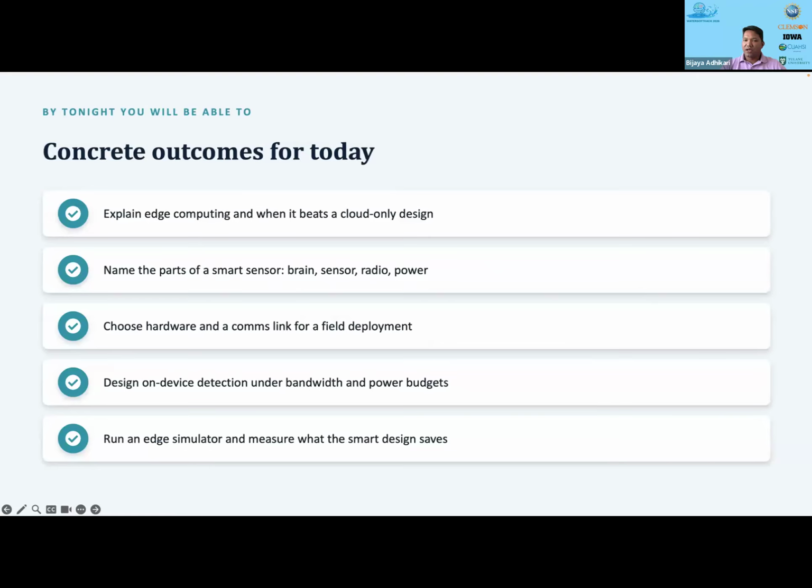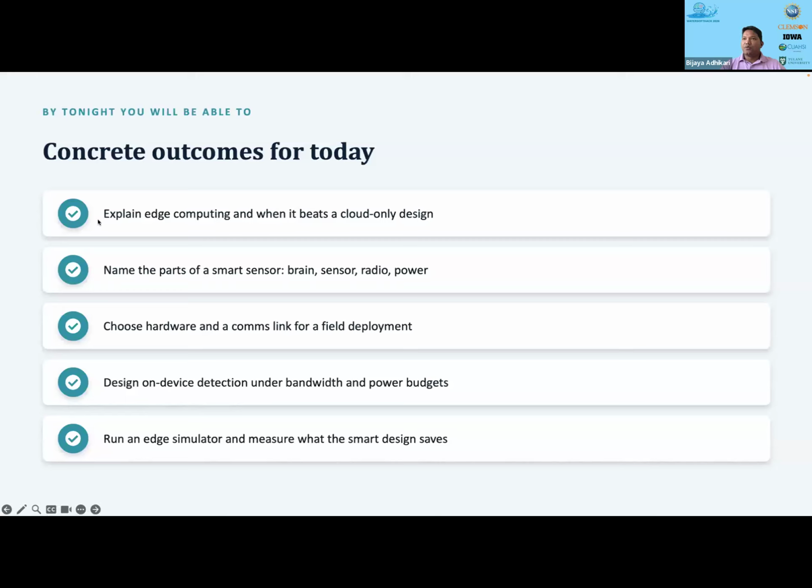All right. So, these are the concrete outcomes for today. The first three things are conceptual, and we'll cover them mostly in the lecture. And the last two are going to be done in our hands-on session this afternoon.